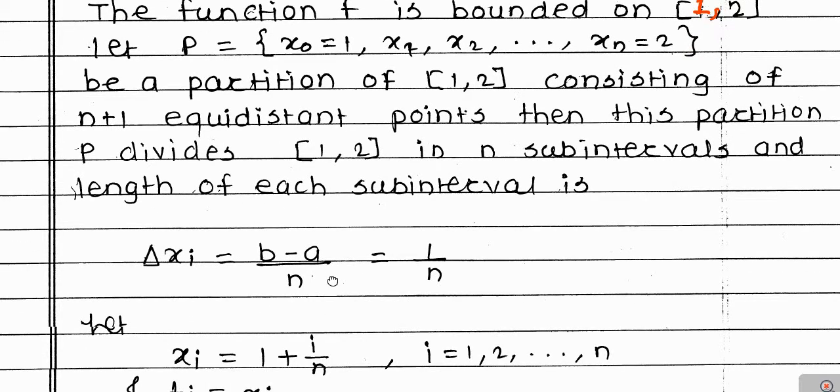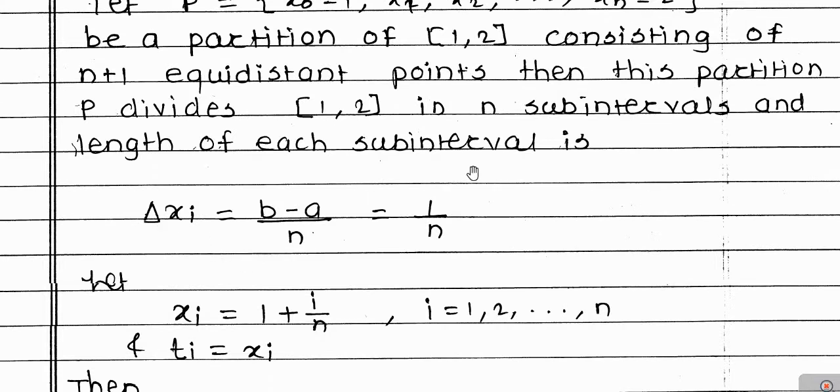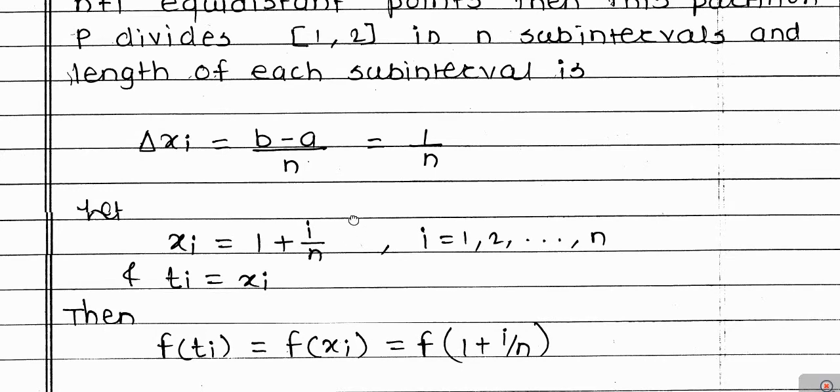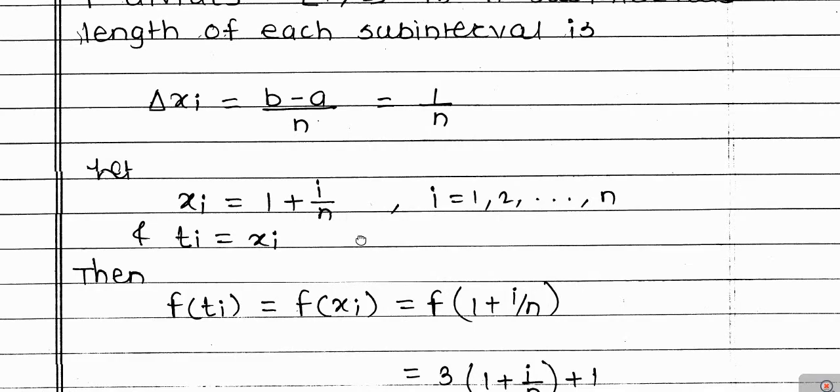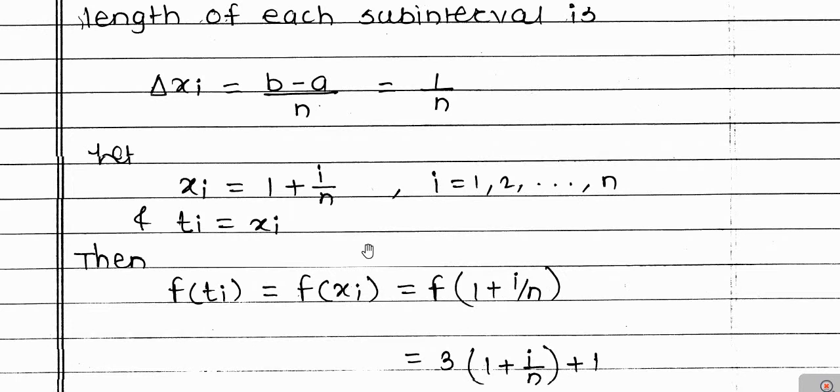denoted by delta xi. So the length of each subinterval is delta xi, and as each subinterval is of equal length and there are n subintervals in all, therefore the length of each subinterval, that is delta xi, will be equal to the right endpoint minus the left endpoint divided by the number of subintervals, which means it is equal to b minus a upon n. Okay, b minus a upon n. But this is equal to 1 by n. Why is it so?